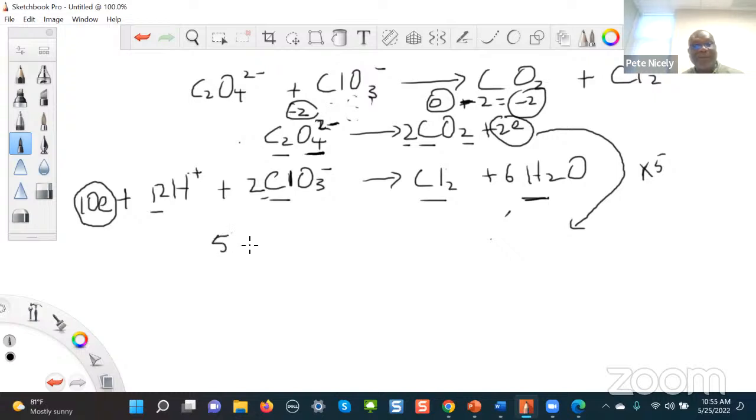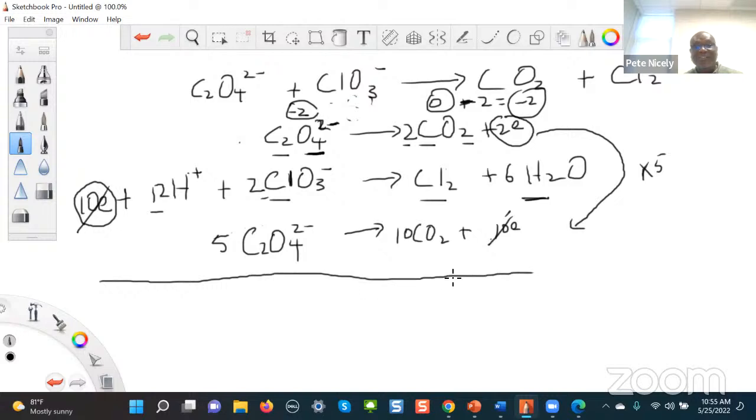So if you multiply the top one by 5, you're going to get 5 C2O4 2 minus, to give 10 CO2 plus 10 electrons. All right? So these 10 electrons will cancel out these 10. And I don't think there's anything else to cancel out. There are no hydrogen ions on the right, no water molecules on the left.